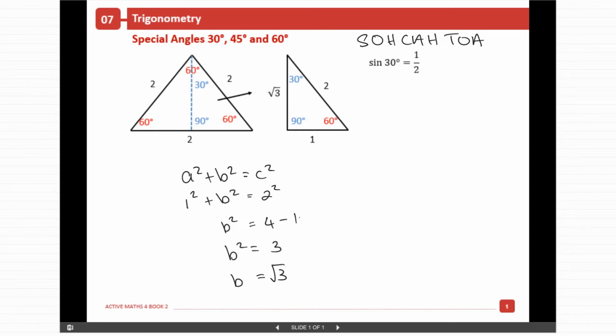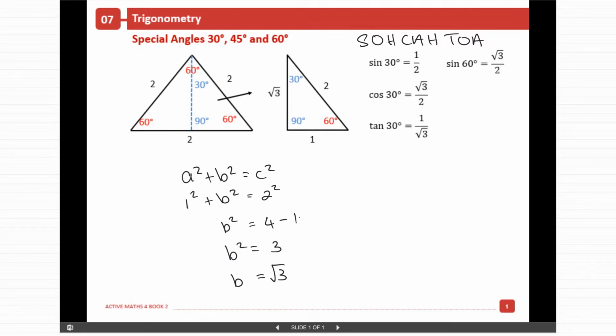The cos of 30 degrees then will be the adjacent side. This is the side that's adjacent to 30 over hypotenuse. So that's going to be root 3 over 2 for the cos of 30 degrees. And then finally the tan is opposite over adjacent. That's the opposite side 1 over the adjacent side root 3. So 1 over root 3 is the tan of 30 degrees. Okay, let's look at 60 degrees next.